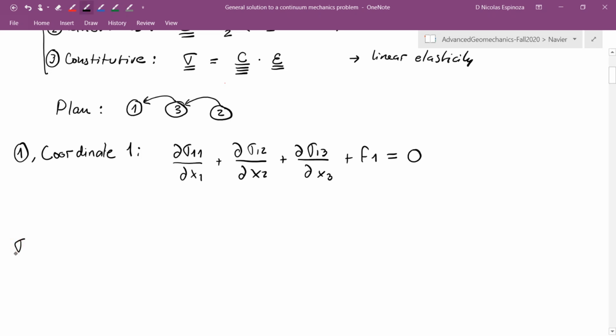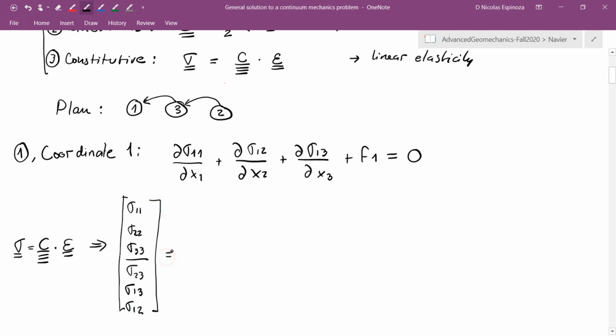So sigma is going to be equal to, as we know in Voigt notation, sigma 11, sigma 22, sigma 33, and sigma 23, sigma 13, and finally sigma 12.